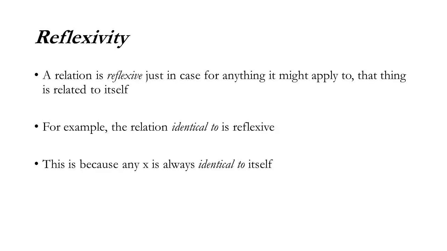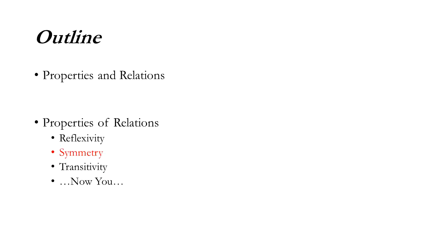Now, we'll say a relation is reflexive just in case for anything it might apply to, that thing is related to itself. For example, identity is reflexive. This is because everything is identical to itself, trivially. And we'll write x equals x.